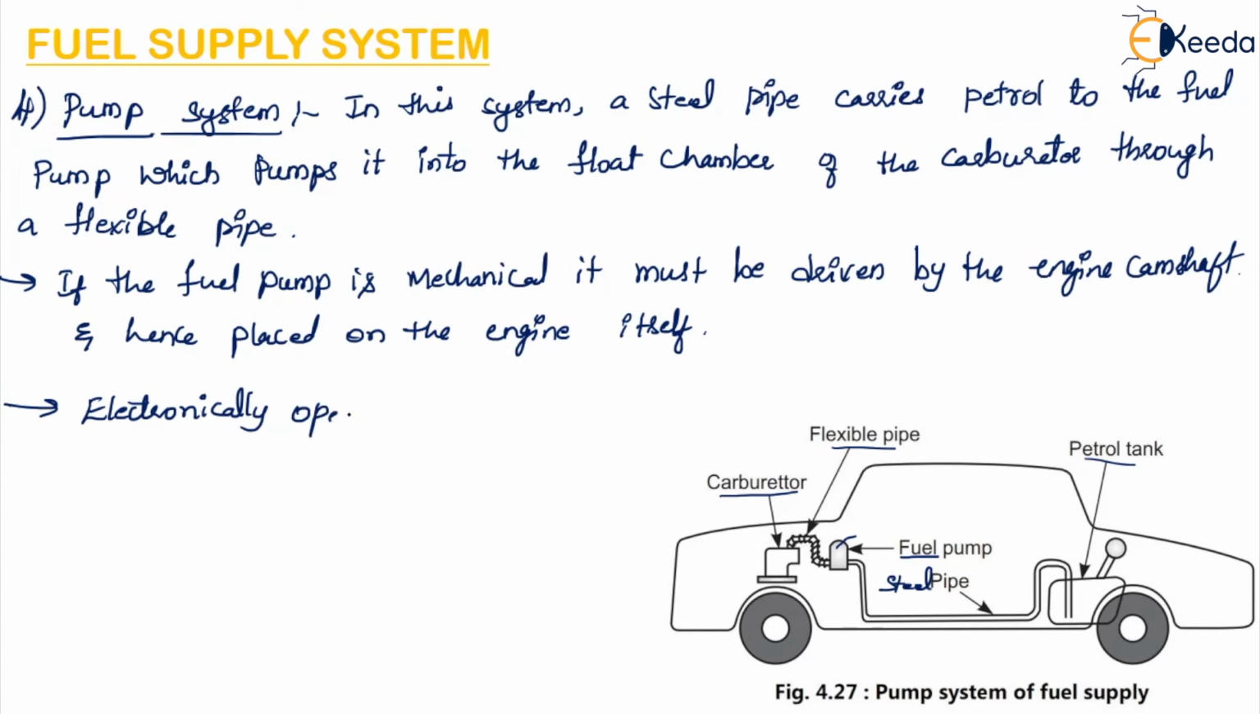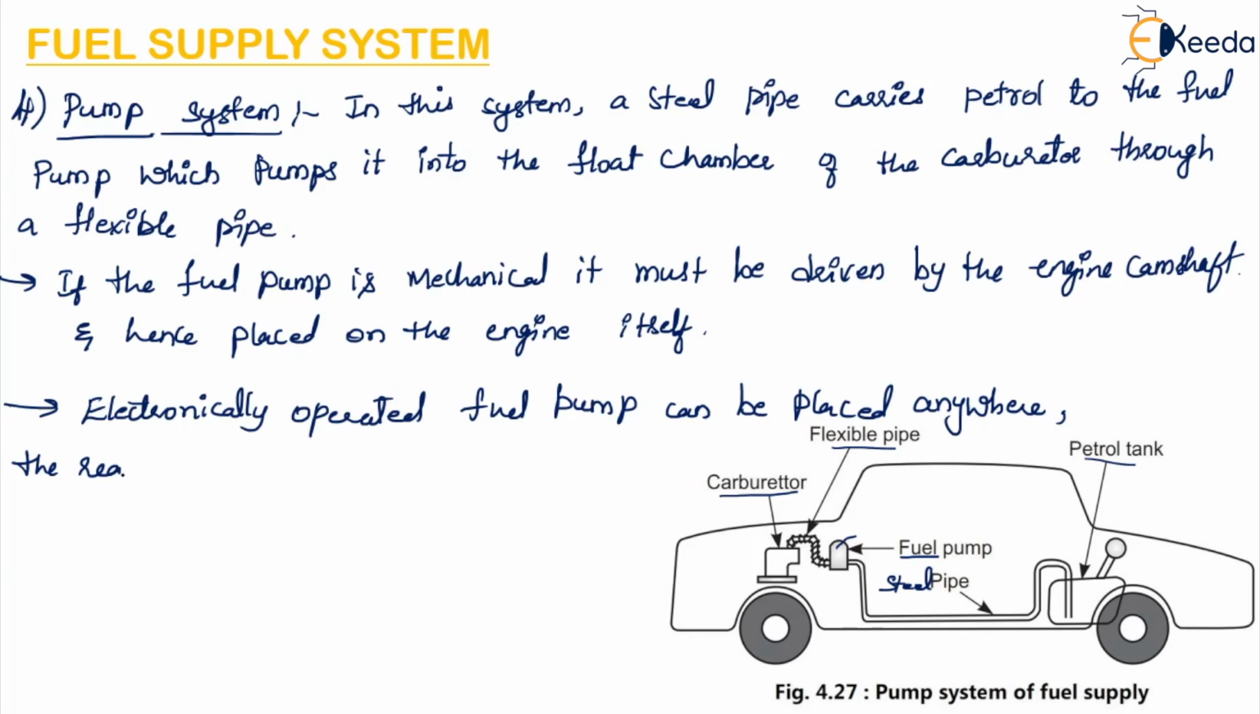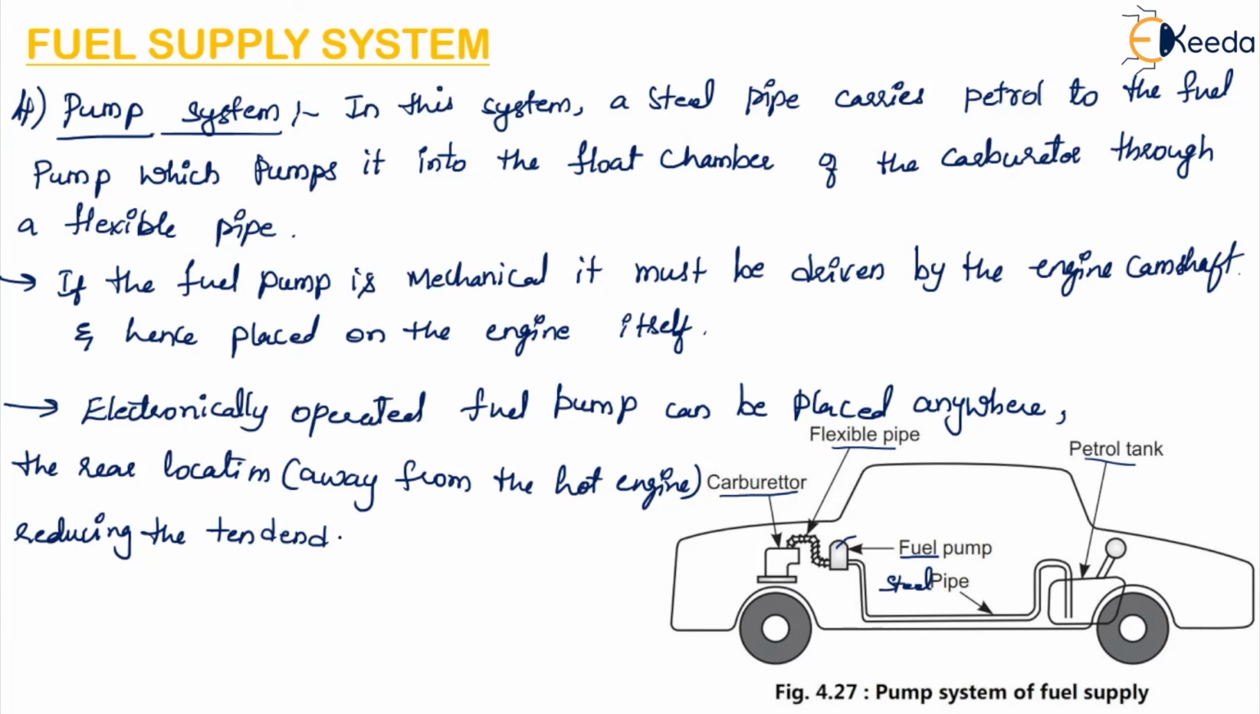Electronically operated fuel pump can be placed anywhere. It is the rear location, that is away from the hot engine, reducing the tendency of forming vapor lock.